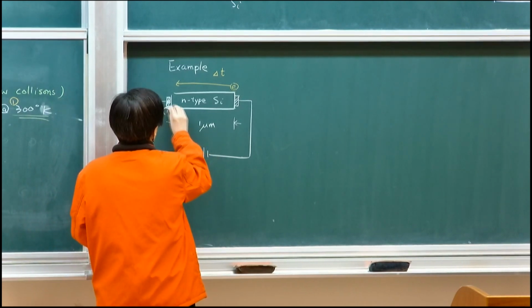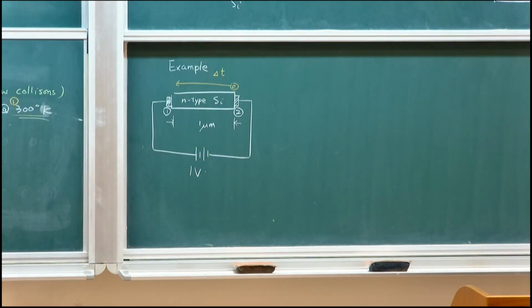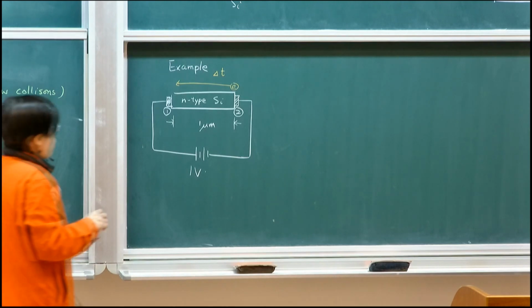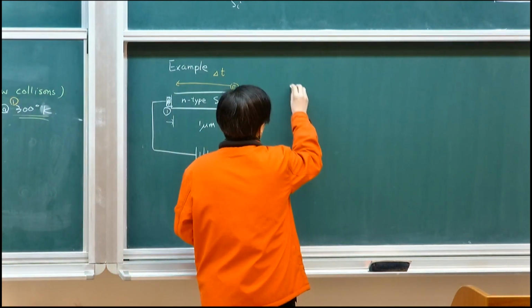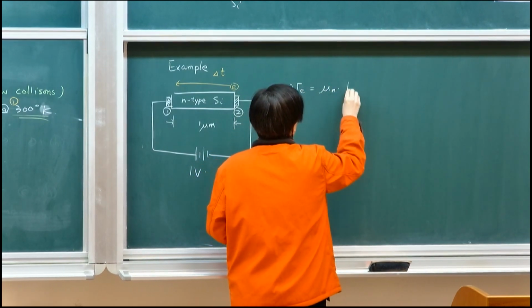Terminal 1 to 2 to 1. Okay? So from 2 to 1, how long does it take? What you do is estimate the speed. So how does one get speed? Well, from this, you get speed. Electron speed is its mobility times field.